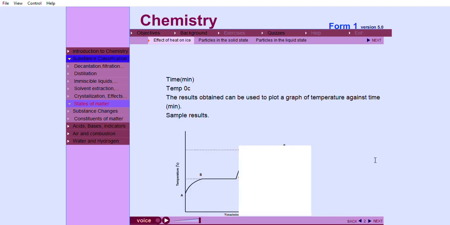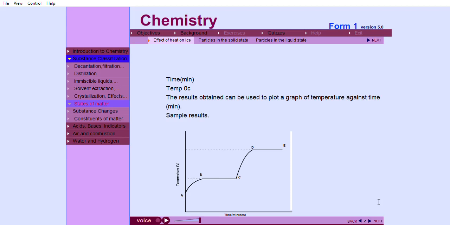The results obtained can be used to plot a graph of temperature in degrees Celsius against time in minutes. At point AB, the solid ice is gaining heat. At point BC, the ice is melting. The heat energy supplied changes the solid ice into a liquid. At the point CD, the water formed absorbs heat and the temperature increases. At the point DE, the water changes into a vapor. The heat energy supplied is used to overcome the force of attraction between the water particles.